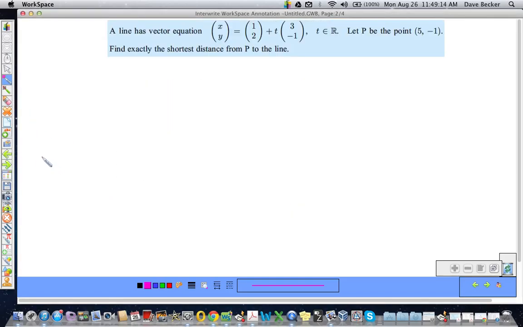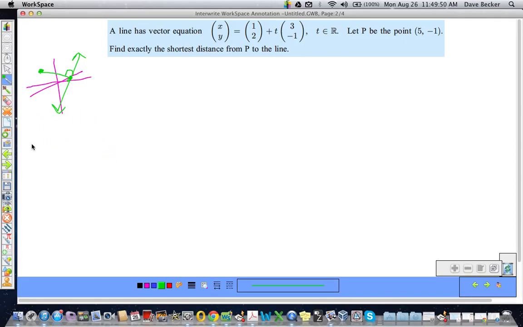Let's take a look. A line has a vector equation (x, y) equals (1, 2) plus t times (3, -1), where t is a real number. Let point P be the point (5, -1). Find exactly the shortest distance from P to the line. So, just real quick, we've got a line and some points, and we are looking for this distance from here to here when it's perpendicular. So that's what is happening here. But how do we go about that?